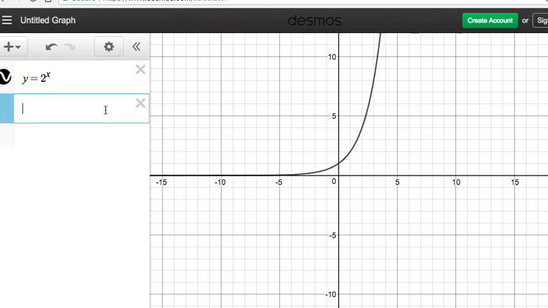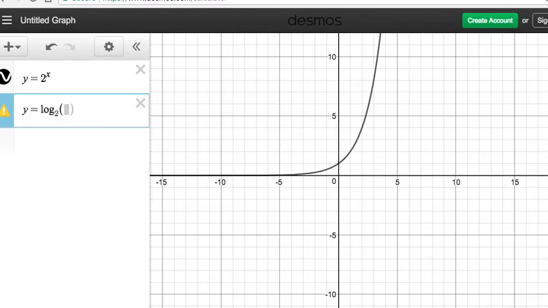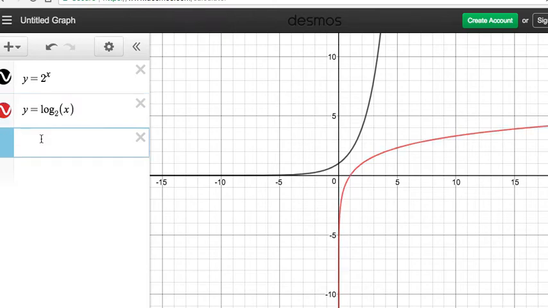And now we'll have a look at the graph of y equals log x to the base 2. And this one is in fact a mirror image of the graph of y equals 2 to the x in the line y equals x. Let me put on the line y equals x and you'll see. One is a mirror image of the other. It's the inverse function of the other.